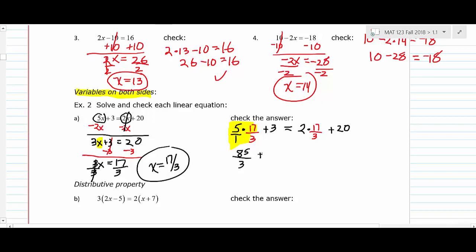Then bring down the 3. Do the same thing here. Okay, go straight across on that. That would be 34 over 3.